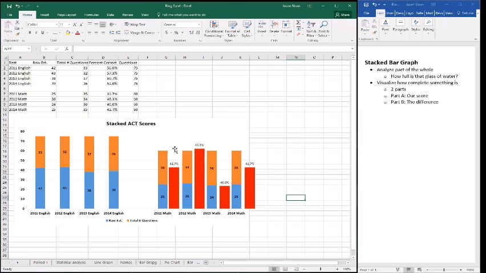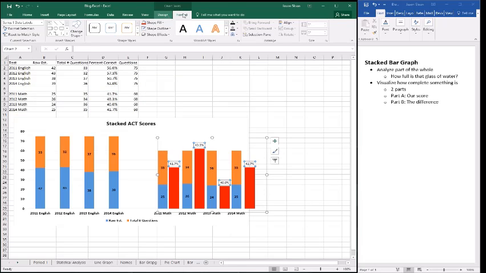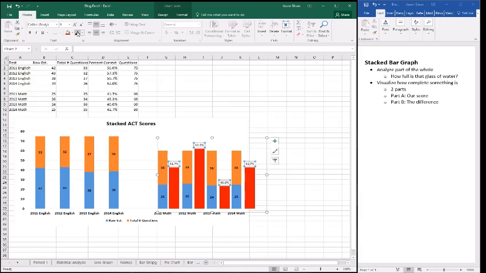Now when we look at this, one of the things that we can see is we can say, okay, look at 2011 math. So in 2011 math, we got 25 out of 60 questions correct. 35 were left that we got wrong. So we only got 41.7%. So when we put these two together like this, now you can get a good idea of where we're at.